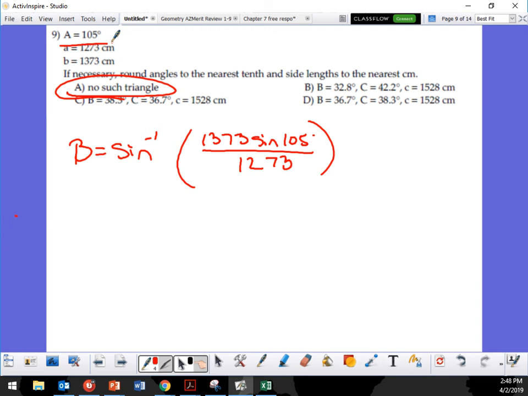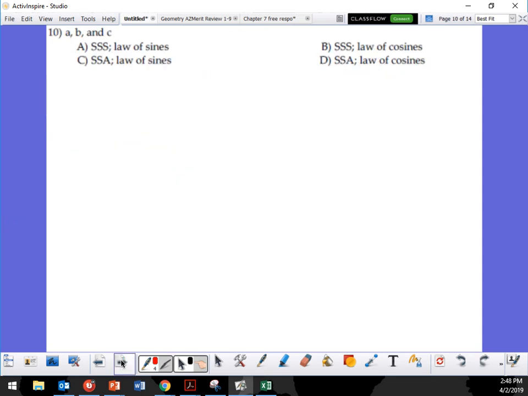I was going to explain that first. Oh, were you? Yeah. Okay, good job. Moving on to 9. We're on 10 now. Okay, so what would I use if I have all 3 sides? Law of cosines.